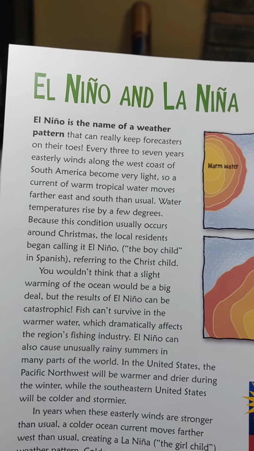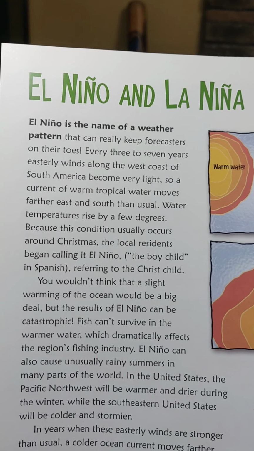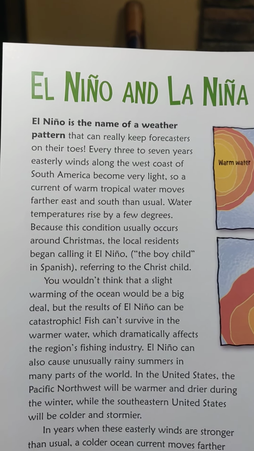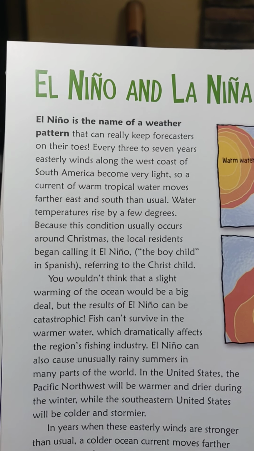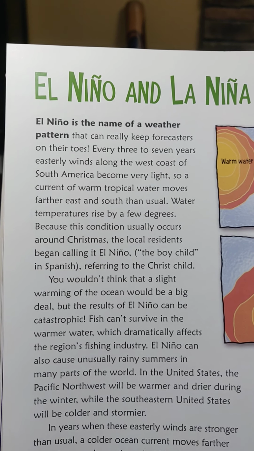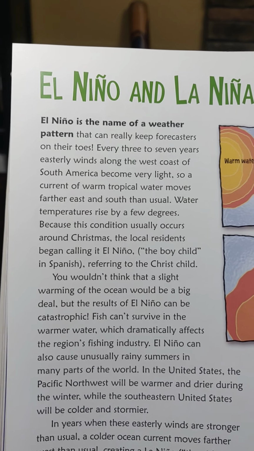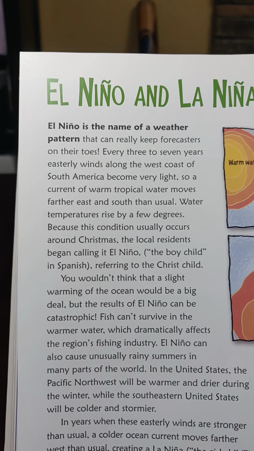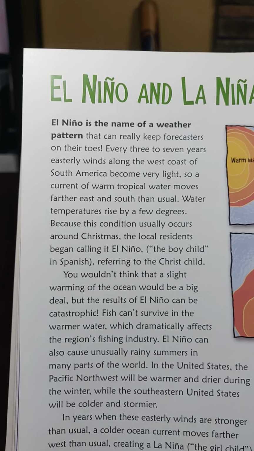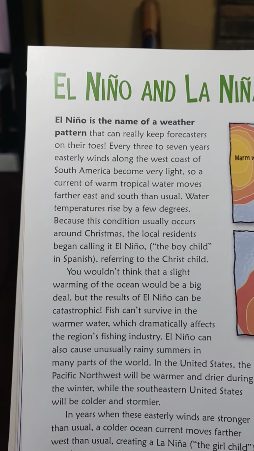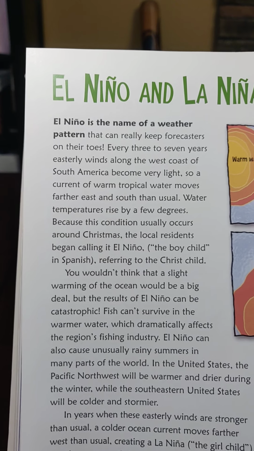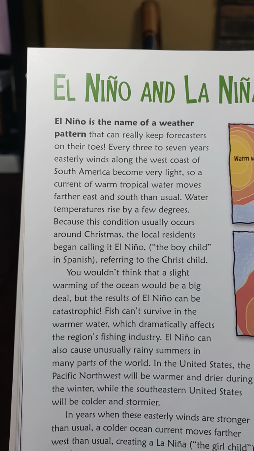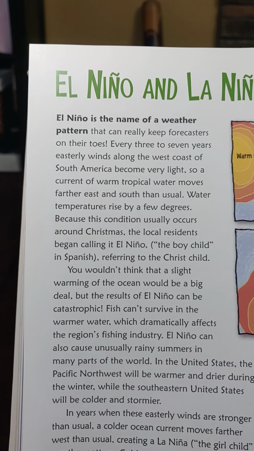El Niño and La Niña. El Niño is the name of a weather pattern that can really keep forecasters on their toes. Every 3 to 7 years, easterly winds along the west coast of South America become very light, so a current of warm tropical water moves further east and south than usual. Water temperatures rise by a few degrees. Because this condition usually occurs around Christmas, the local residents began calling it El Niño, the boy child, in Spanish, referring to the Christ child.